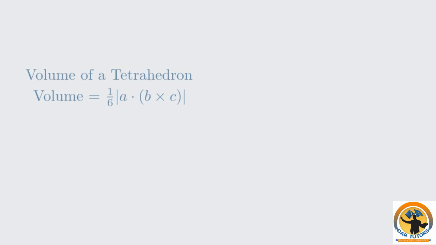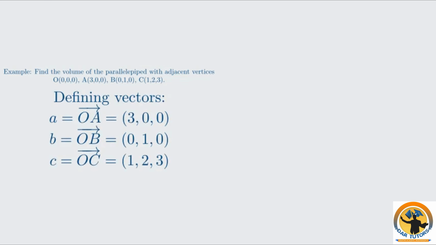Let's find the volume of a parallelepiped. We have a parallelepiped with vertices at the origin O (0, 0, 0), and adjacent vertices A (3, 0, 0), B (0, 1, 0), and C (1, 2, 3). The defining vectors are the position vectors of A, B, and C, so A is (3, 0, 0), B is (0, 1, 0), and C is (1, 2, 3).